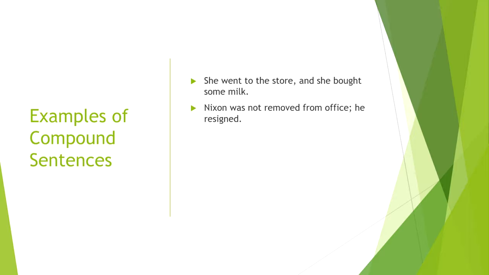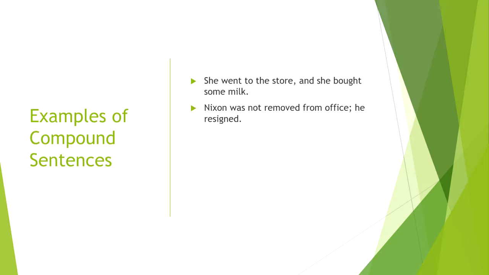Nixon was not removed from office; he resigned. This is an example of a semicolon that might be acceptable, but it's the same situation. You have a complete sentence on both sides. Nixon was not removed from office can stand alone. He resigned can also stand alone. It's short, but it has a subject-verb relationship. It is a complete sentence. You can have a complete sentence that's just two words. It makes a lot of sense to connect it with a semicolon in that case because they are so closely related that having one flow off of the other works really well.